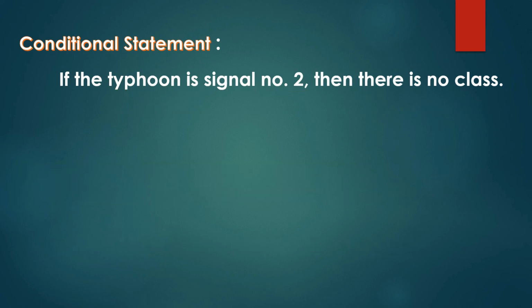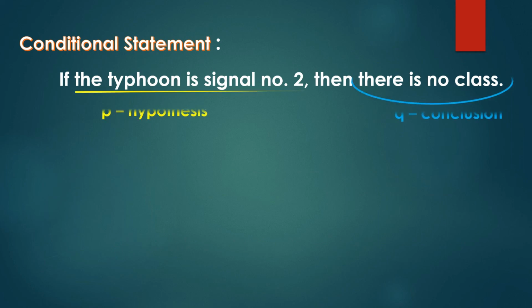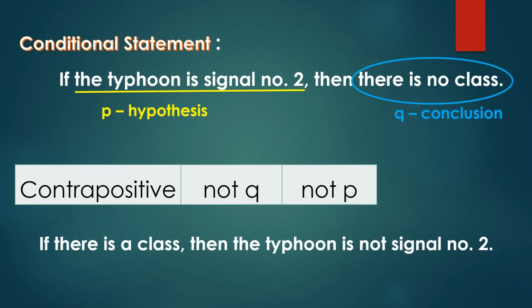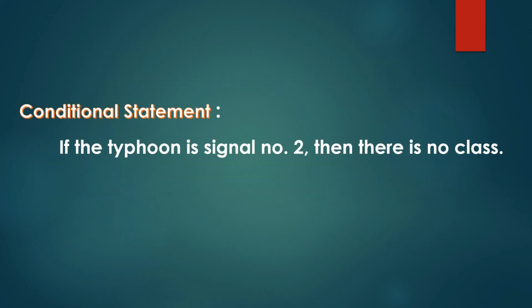For the contrapositive statement, we have, if not Q, then not P. If there is a class, then the typhoon is not signal number 2. Look at the conclusion. Since it is already in a negative form, when you negate it, it will become positive.